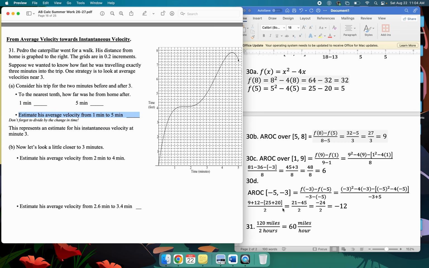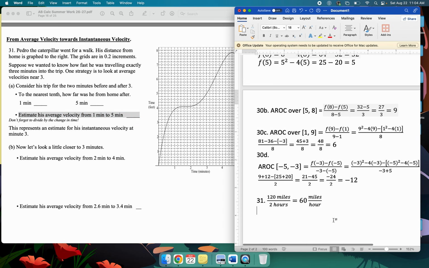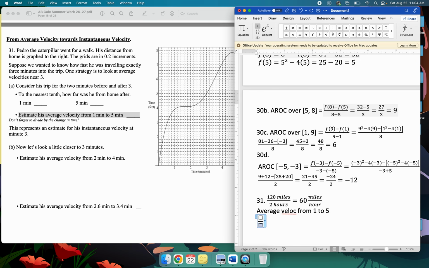Estimate his average velocity from 1 minute to 5 minutes. So we're going to look at the average velocity from 1 to 5. That would be f of 5 minus f of 1 over 5 minus 1. That's the average rate of change formula.